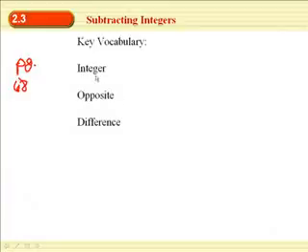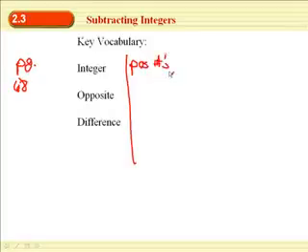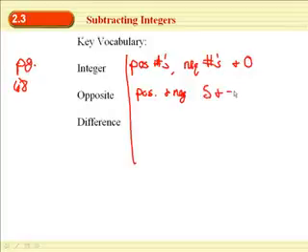So here we go, key vocabulary again. Notice, it's all about integers, right? Positive numbers, negative numbers, and 0. So I guess we'll get integer down. Opposites are the positive and the negative. For example, 5 and negative 5. Those are opposites of each other. And difference means to subtract.